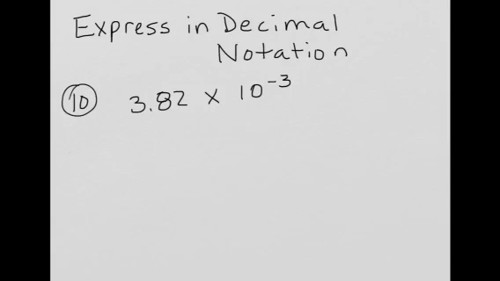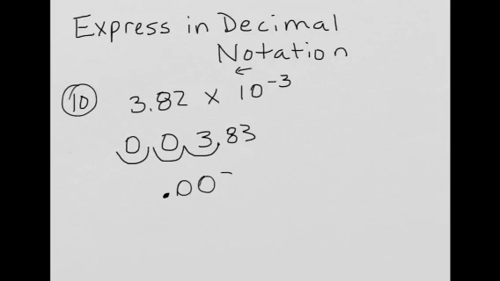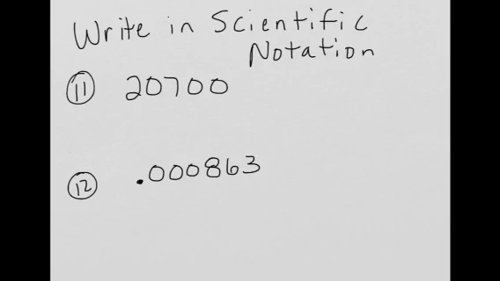Express this in decimal notation, or also known as putting it into standard form. So first of all, I'm going to write my number, and I'm going to look at my exponent. My exponent tells me 2 things. It tells me the direction that I'm moving the decimal and how many places. So because it's negative, that means that I'm going to be moving the decimal to the left, and 3 times because it's a 3. So 1, 2, 3. And what I'm going to do then is plug in the zeros, so my answer is going to be 0.00383. Notice that that is a smaller number than the number that I started with.